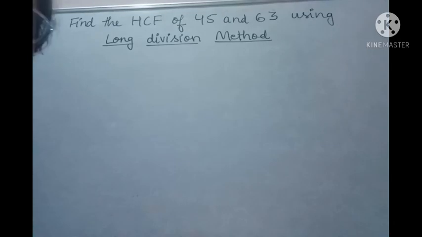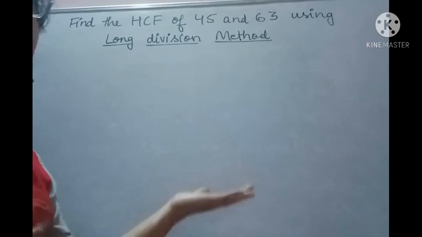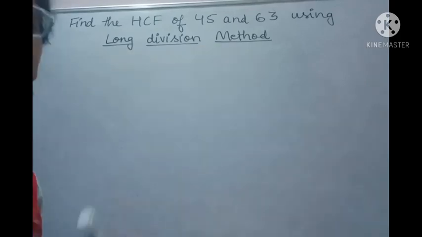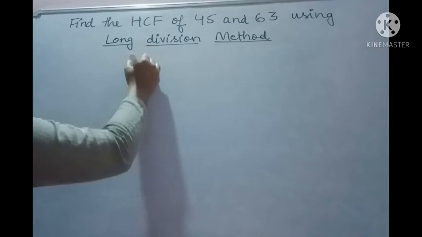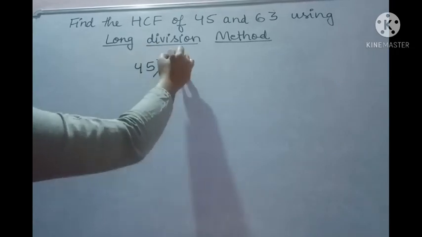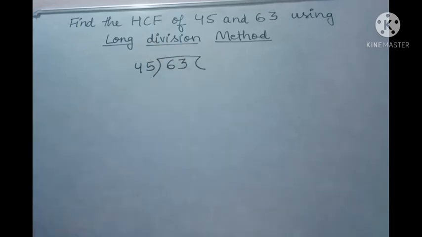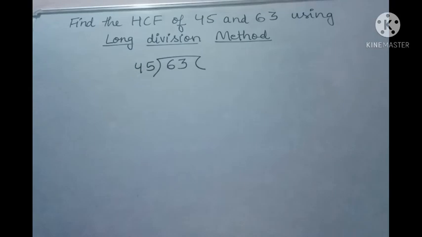Now I have taken the same example. Find the HCF of 45 and 63 using another method, the long division method. Let's do the same question with another method and find out whether our answer will be the same or not. In this method, you take the smaller value as the divisor and the greater value as the dividend. That means you are dividing the greater number by the smaller value.